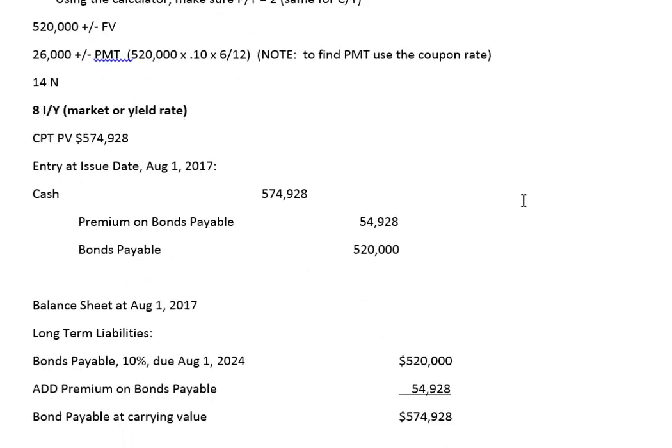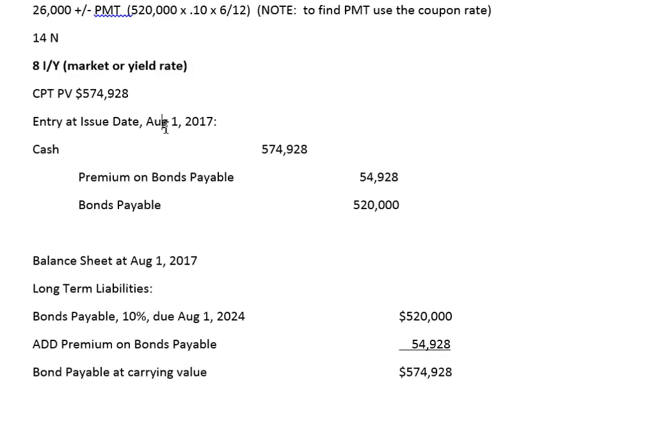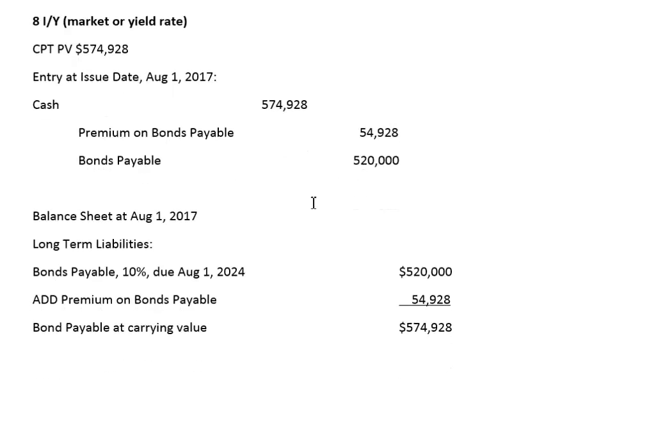So now if we were to make the journal entry at the issue date, we would get a debit to cash of $574,928 and a credit to the bond payable of $520,000. But now we're a little light on the credit side, so we need to shore that side up. So what do we do? Now we set up our premium. The premium is known as an adjunct account. An adjunct account means its normal balance is credit, so it has the same balance as the bond payable account. So we set it up as a credit.